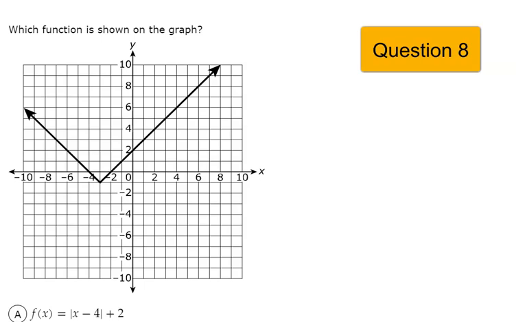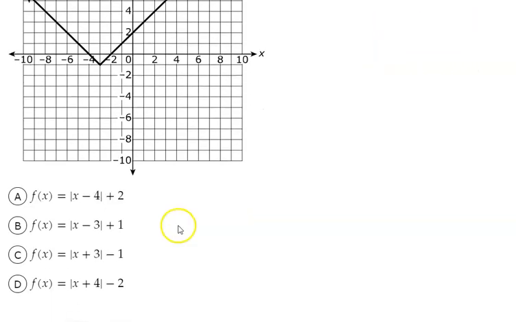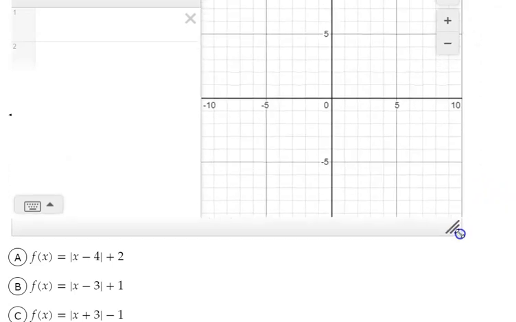Which function is shown on the graph? To do this problem, you would basically look at this vertex and notice that it's 3 spaces to the left and it's 1 space down from the origin. And then you would choose your answers. But before you choose an answer, you should always type your answer into Desmos to check.